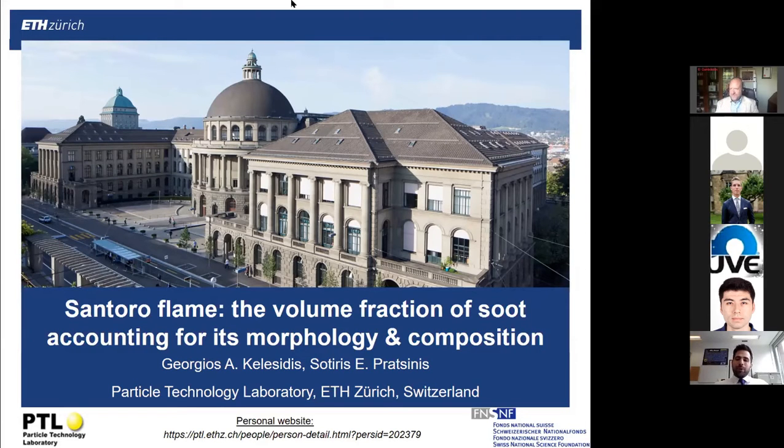So today I'm going to talk to you about the volume fraction of soot, one of the most critical characteristics in combustion.